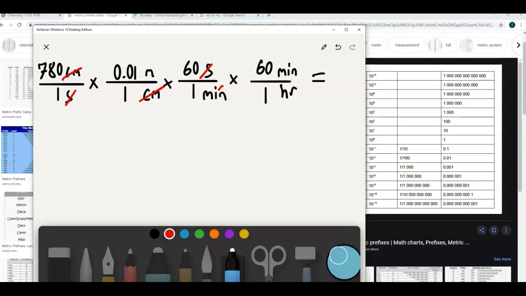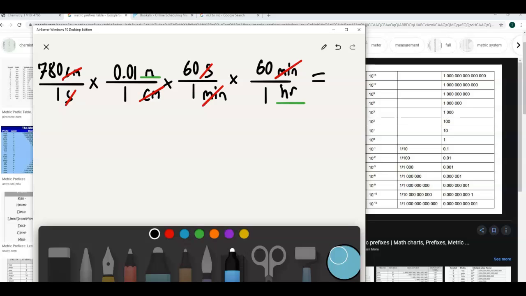Now, if you look here, let's look at everything that cancels out, and let's look at what doesn't cancel out. Because if we look at what doesn't cancel out, we'll be left with hours and meters. Meters in the top, hours in the bottom, so it'd be meters per hour. And that's what we're looking for, right? Our question asks us to convert all this into meters per hour. So if I do this math, it'll all work out. So what kind of math are we doing here? It's going to be 780 times 0.01 times 60 times 60. And that gives me, looks like 28,080.